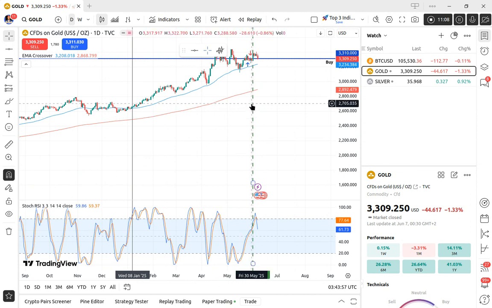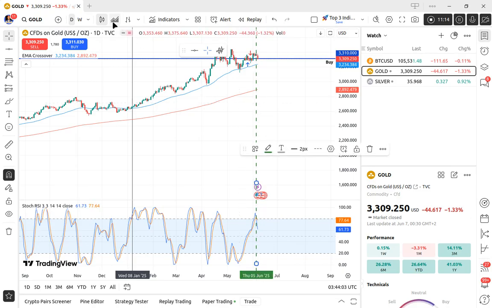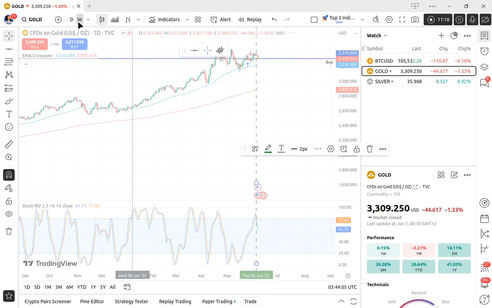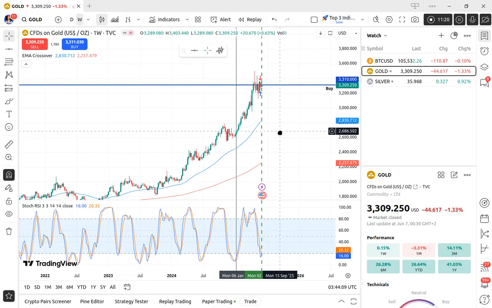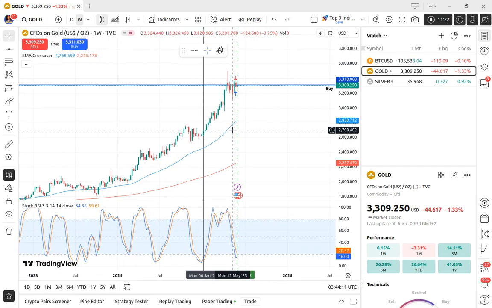We can actually move this here. There we go. So this is the perfect time to buy gold, because as you can see, we're in that zone, in that area.